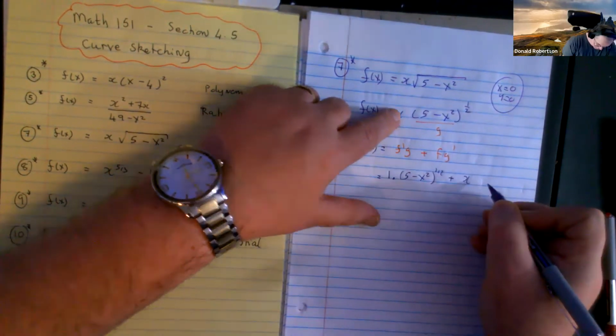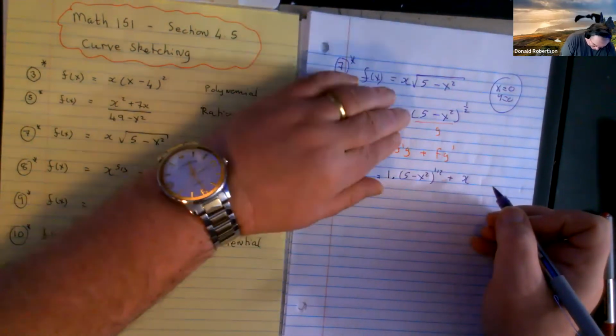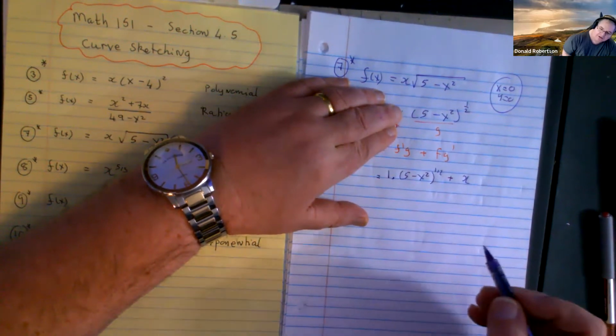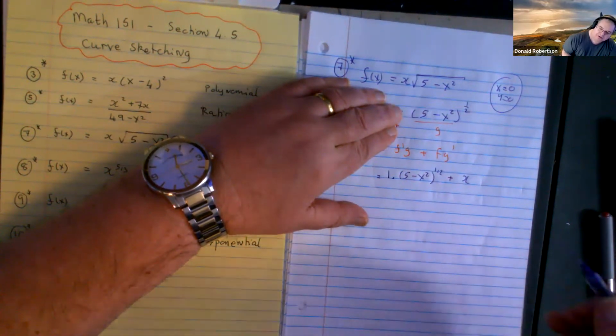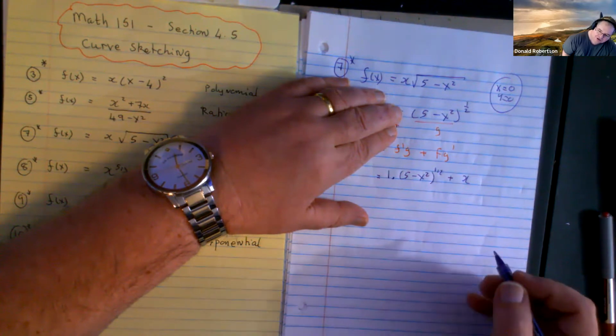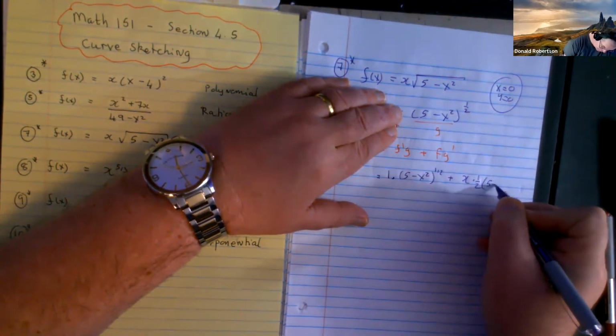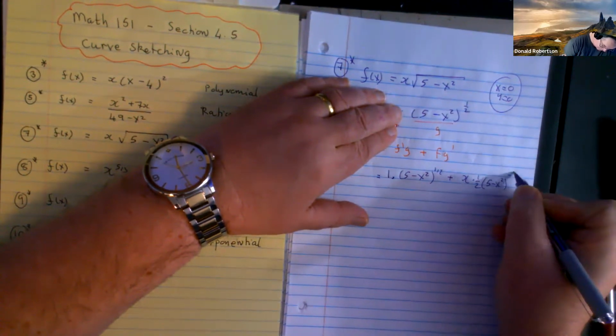Plus x. And now I'm going to differentiate this guy. This is a chain rule. 5 minus x squared to the power of half, its derivative will be a chain rule. So I'm going to multiply by the power. I'm going to reduce the power by 1.